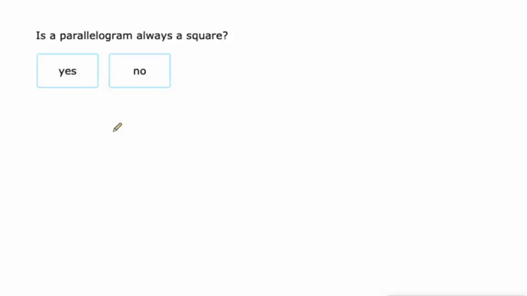Is a parallelogram always a square? Well, a square is a parallelogram, but a parallelogram isn't necessarily a square. I can draw a parallelogram like this that does not have any right angles or even four congruent sides, so therefore it's not always a square.